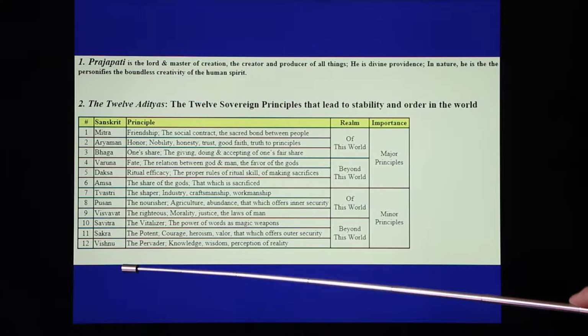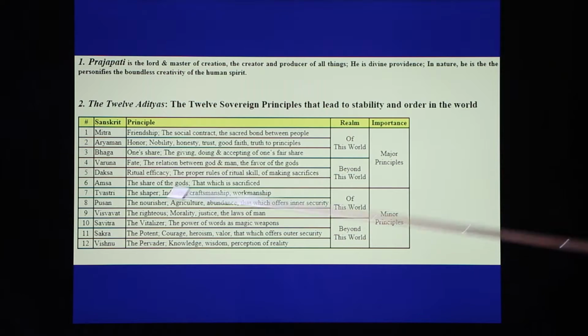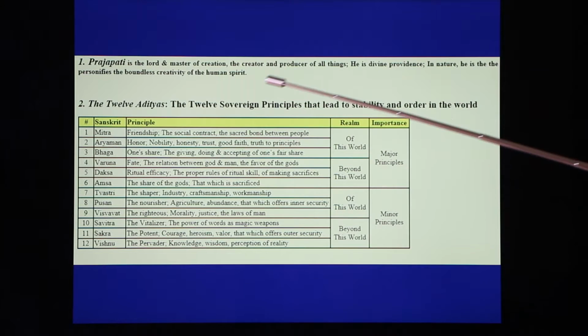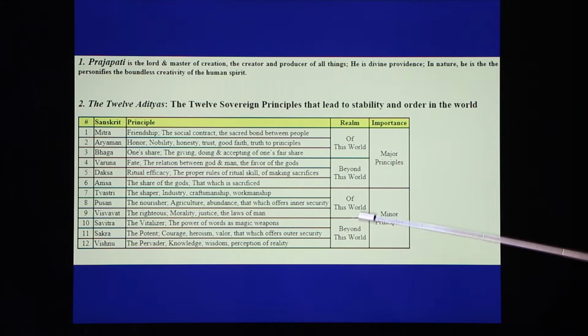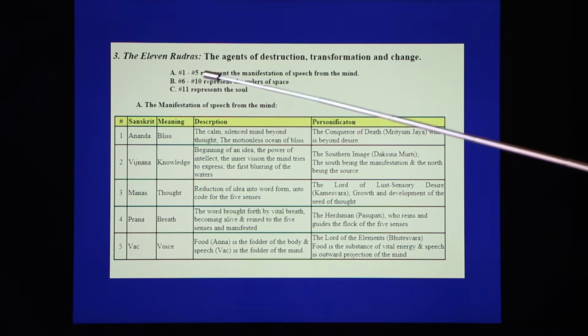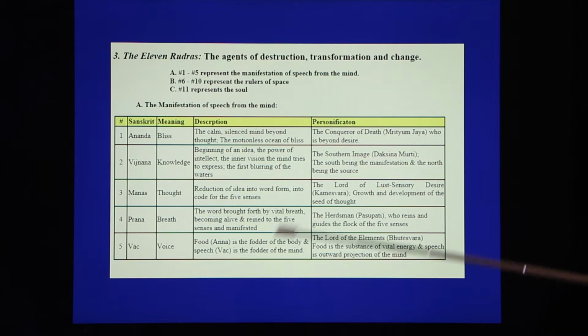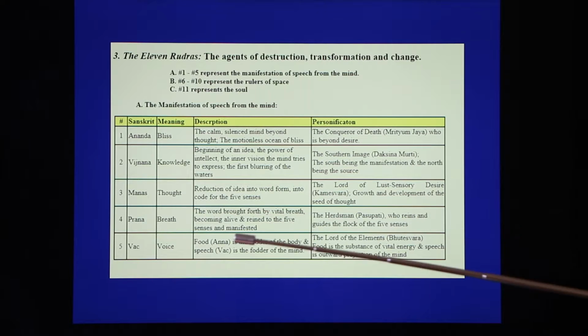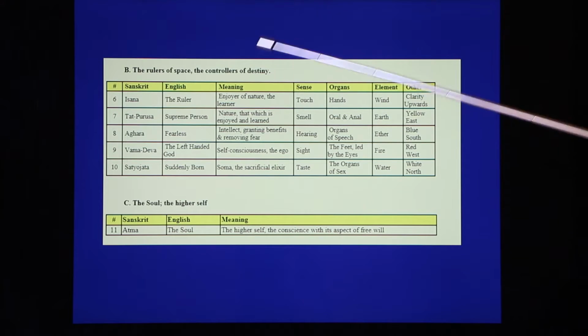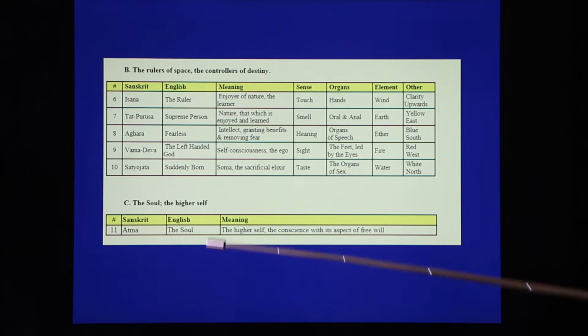And so these various gods that get linked, the 12 Adityas, of course, get linked with the 12 zodiac signs. We saw that this is an evolutionary thing, that we start with 1 Aditya, then 2, and so on. And there are major and minor principles. Then we have the 11 Rudras, which are manifestations of speech from the mind. And then finally the rulers of space and controllers of destiny. And then finally the soul or higher self.